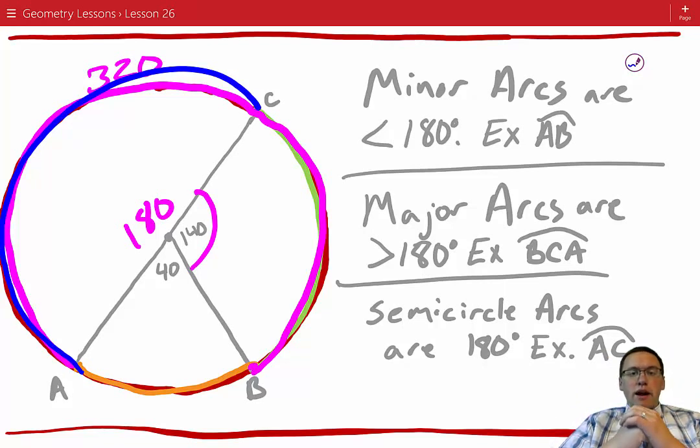But if you're ever asked to find a minor arc or a major arc or a semicircle: minor arcs are less than 180, major arcs are greater than 180, semicircles are 180.